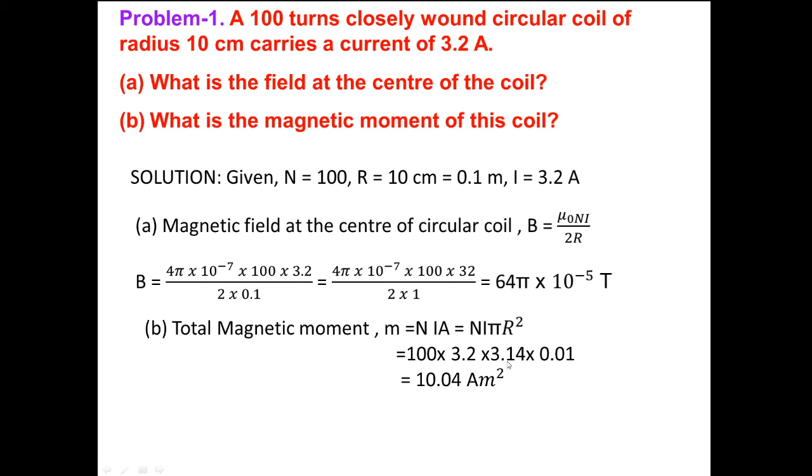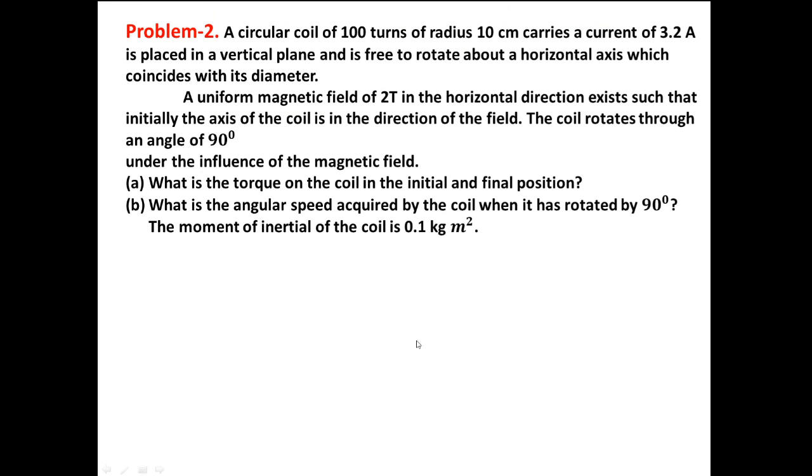Remember 3.2 into pi is nearly 10. So if we remember this value, pi into 3.2, we can directly substitute 10. If not, then its value will be 100 into 3.2 into 3.14 into 0.01. It will be 10.04 ampere meter square, which is the SI unit of magnetic moment.